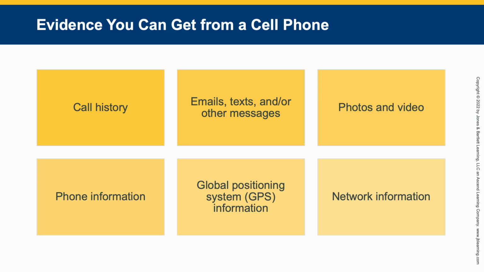Evidence you can get from a cell phone is call history, email, texts and other messages, photos and videos, phone information, global positioning system or GPS information, and network information as well.